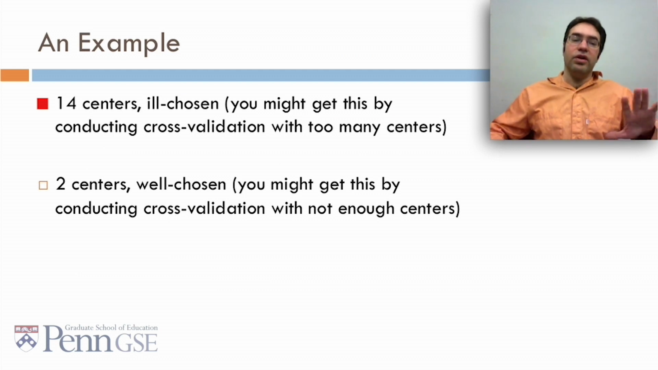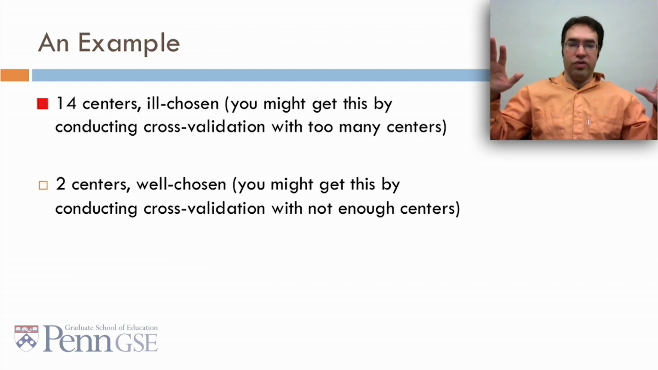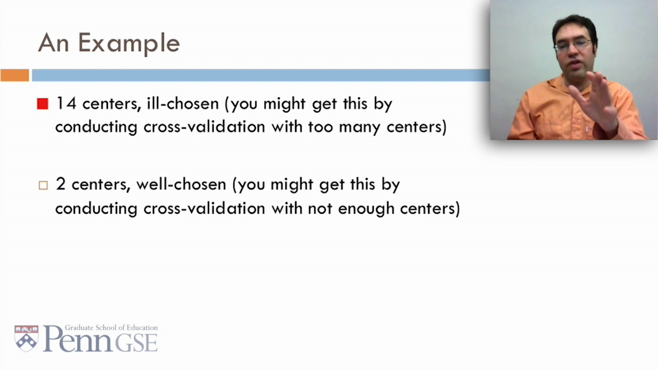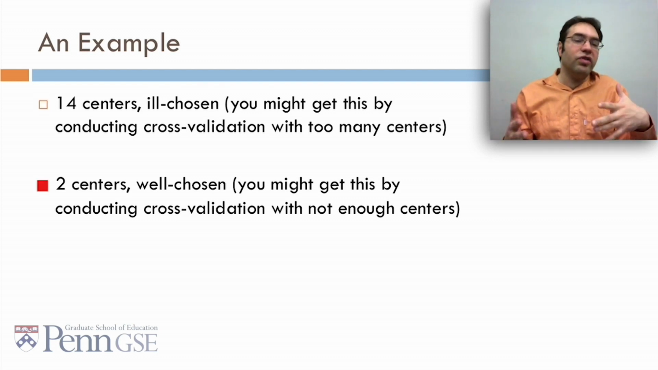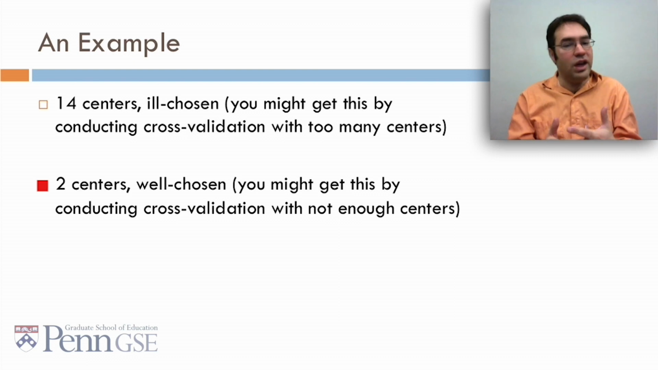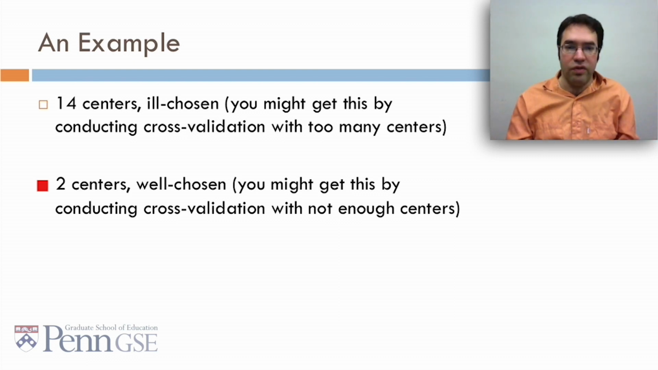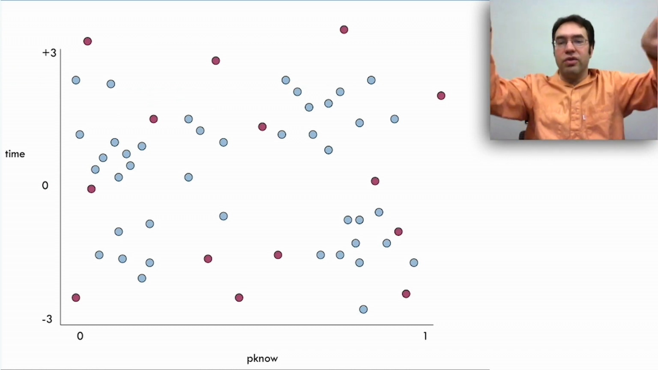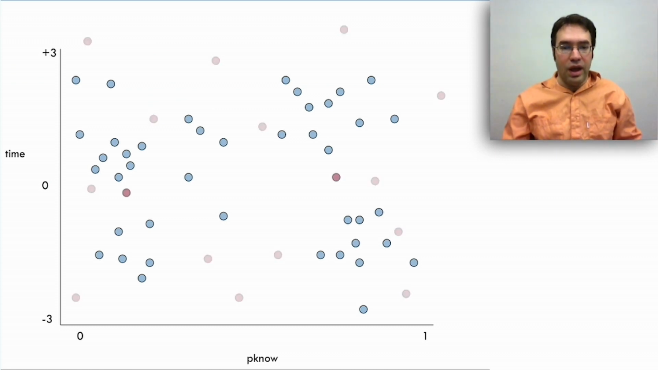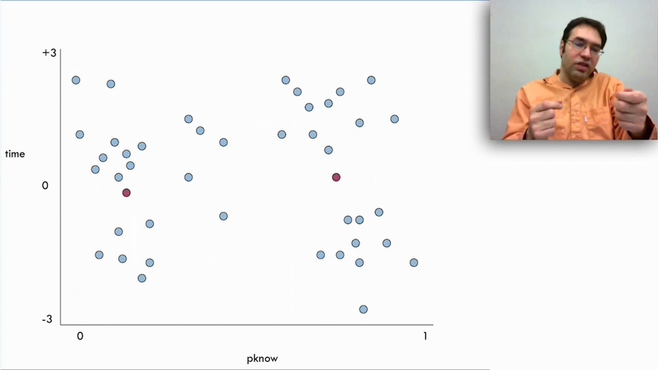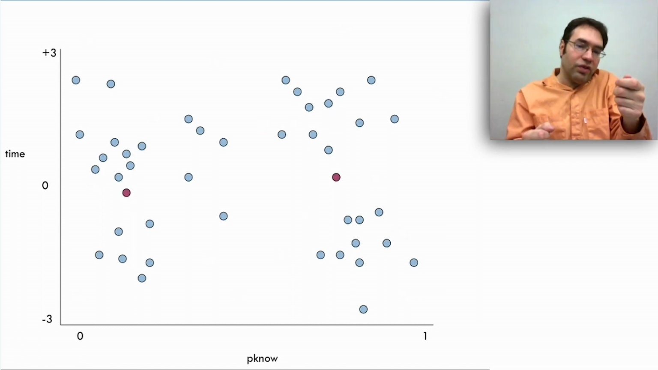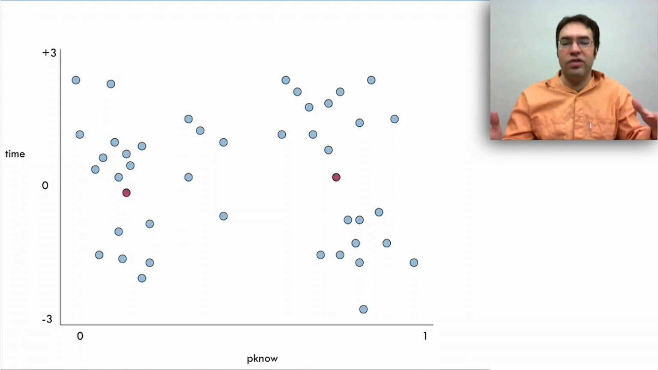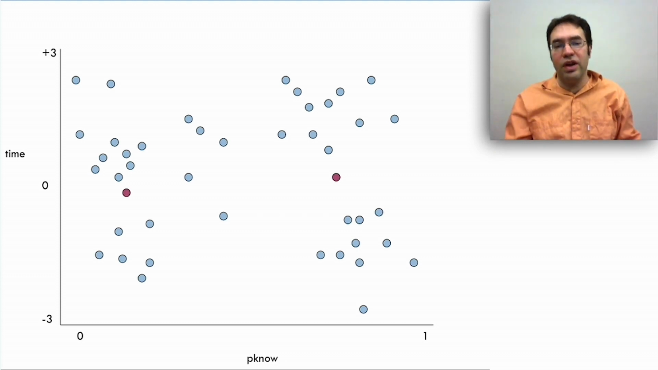Let me give an example. Let's say that you have 14 centers, ill-chosen, and you might get this by conducting cross-validation with too many centers. By contrast, let's take 2 centers which are very well chosen, and you might get this by conducting cross-validation with not enough centers. Here's the 14-point case, and you can see the centroids have nothing to do with the data points, really. And here's the 2 centroids, and you can see in this case, there's kind of 2 major groupings, and this one is kind of capturing both of them. There's one on the left, one on the right. There's really not enough centroids to capture these points and the way they cluster, but this is probably about as good as you can do.